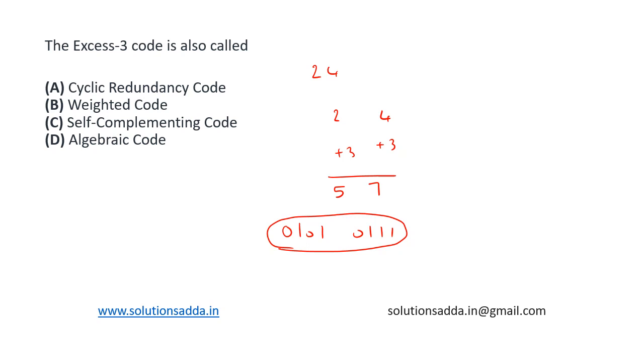The key feature of XS3 is that it is self-complementing. In other words, what is self-complementing? It means that the ones complement of an XS3 number is the XS3 code for the nines complement of the corresponding decimal number. An important feature of an XS3 code is that it is self-complementary. So the correct answer here is option C, self-complementing code. The XS3 code is also called a self-complementing code.